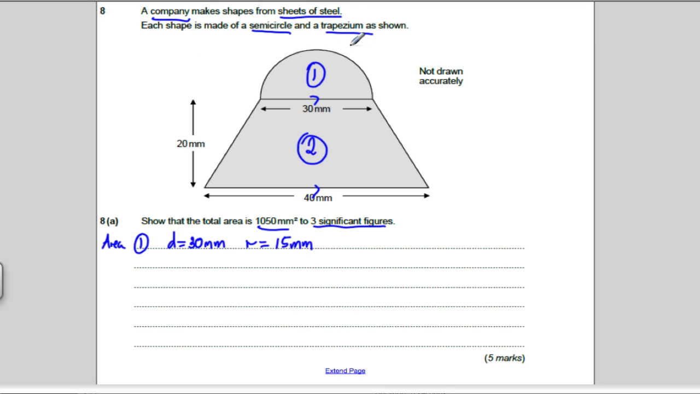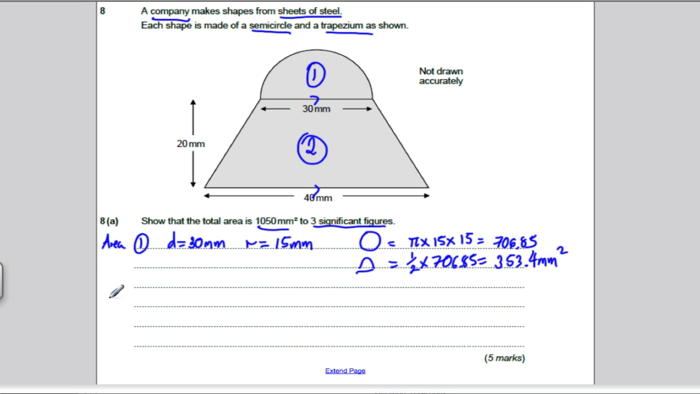And I'm dealing with area here. I want area, so I'm going to use the formula pi r squared. So a whole circle, the area would be pi times 15 times 15, and you get yourself 706.85. So the area of a semicircle must be half that, half times 706.85, which is 353.4, and the unit millimeters squared. So I've got myself some good marks there.